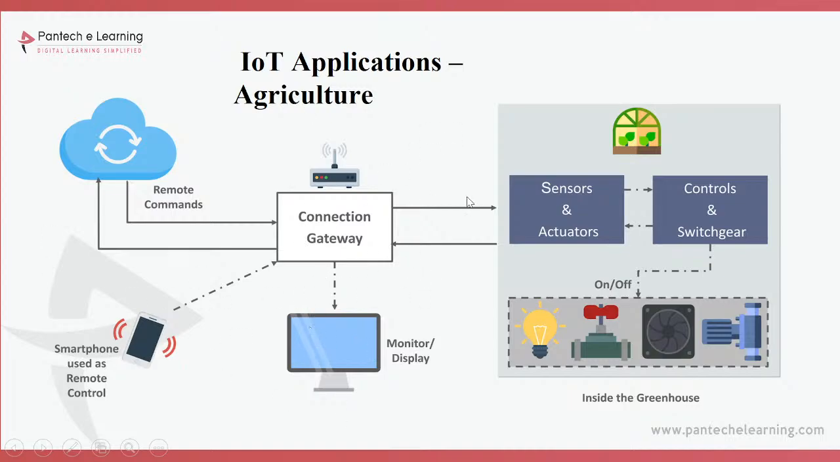When you give any command, it directly goes to the greenhouse monitor, where on and off will happen. So directly it comes to the actuator's power, like water will pour.